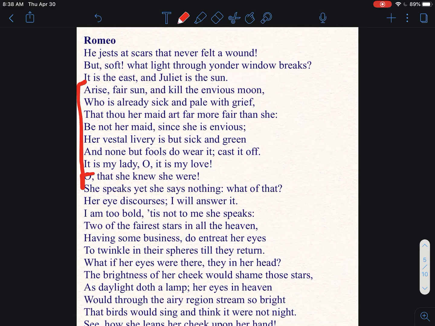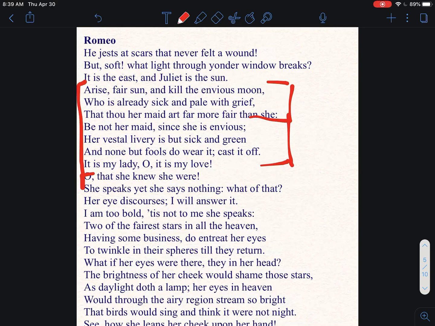So let's stay inside of this text and talk about semicolons. So we're going to divide this like it's two sentences, even though it's one sentence here. And we're going to focus on the semicolon. A semicolon connects two ideas that are similar, but they're not connected. They make sense by themselves. So be not her maid since she is envious. That makes sense by itself. Don't be the servant to somebody who's envious of you. That makes sense. And then also, her vestal livery is but sick and green, and none but fools do wear it.